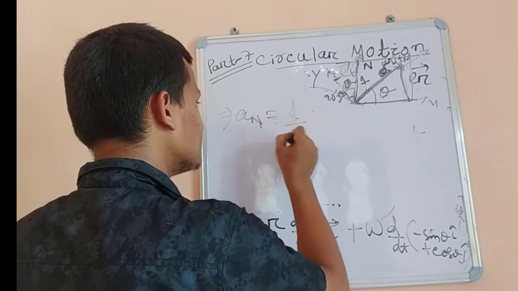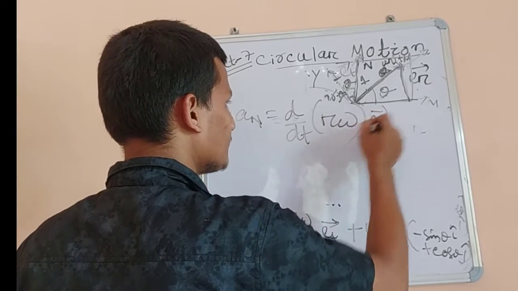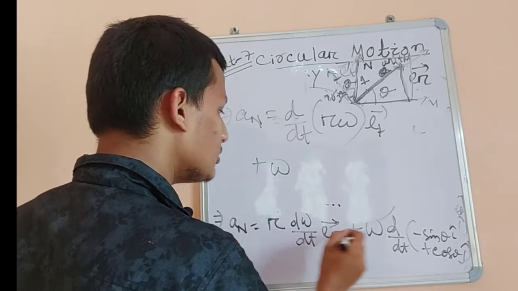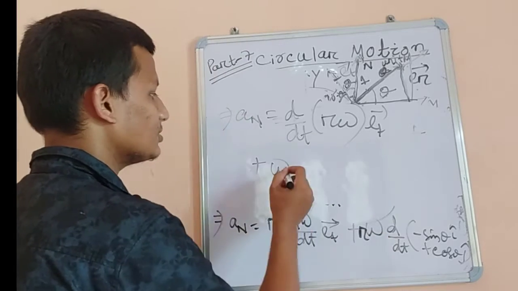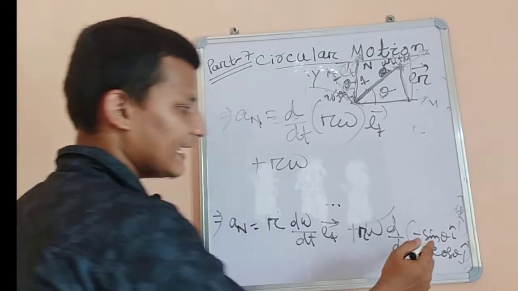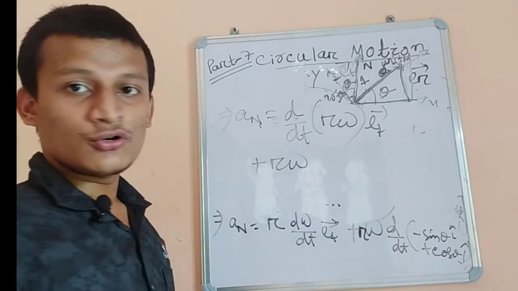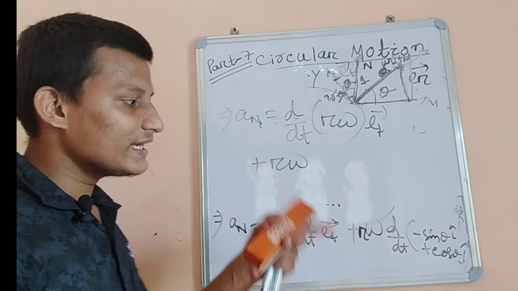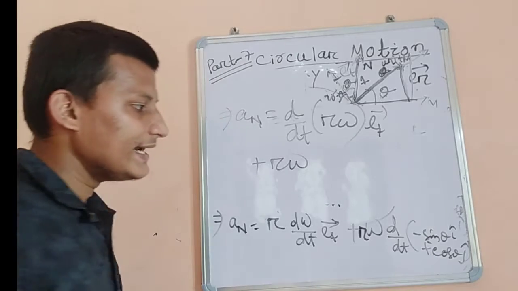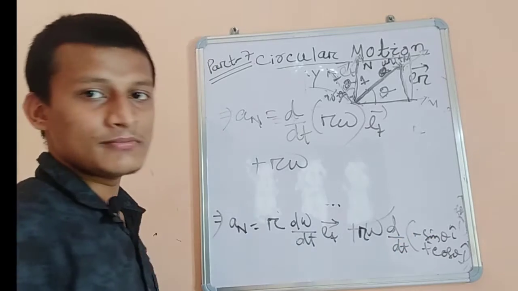So d by dt of r omega into et vector, plus, here we have to multiply r with omega, so this is r omega, and d by dt of minus sin theta i cap plus cos theta j cap. Similarly, we consider i cap and j cap as constant as before, so we only have to differentiate minus sin theta and cos theta. The derivative of sin theta is cos theta, so the derivative of minus sin theta is minus cos theta.